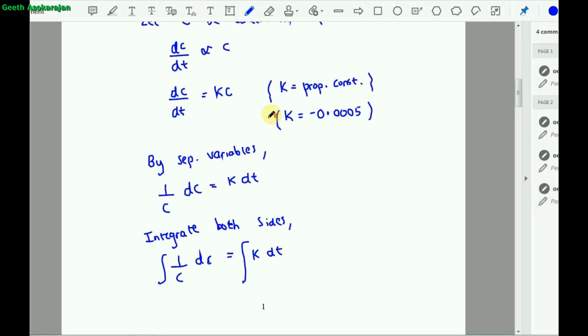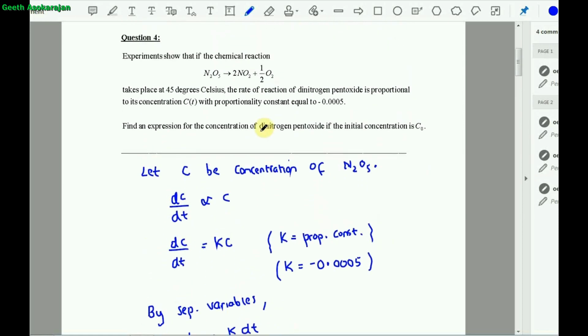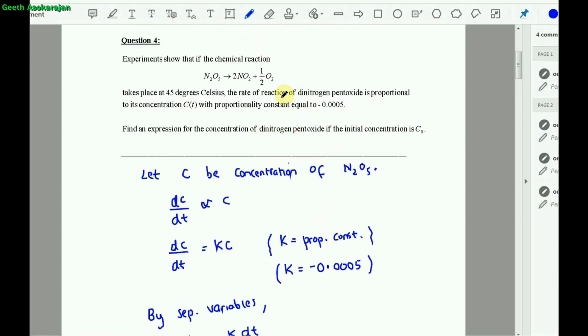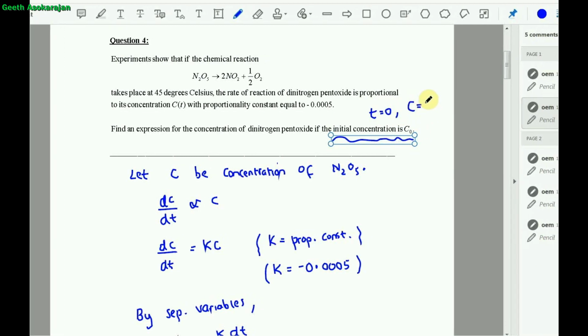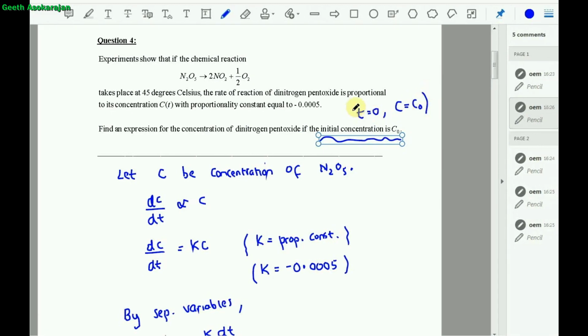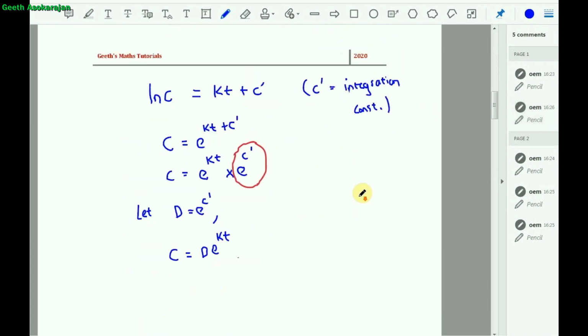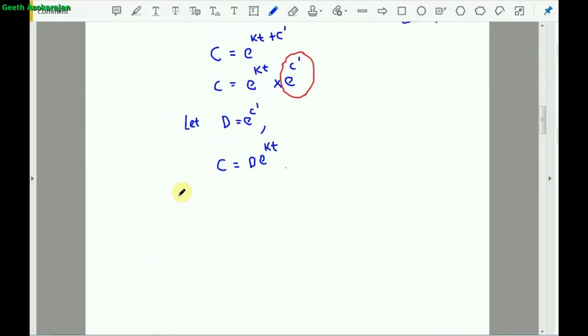Now, if we go back to the question, it says that the initial concentration is C0. Initial meaning the concentration at time t equals 0. So when t equals 0, the concentration of N2O5 is C0. Let's apply this initial condition to the equation that we have. Here's our initial condition: when t equals 0, C is C0.